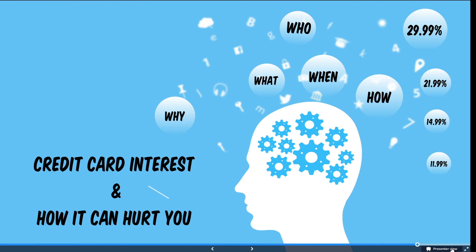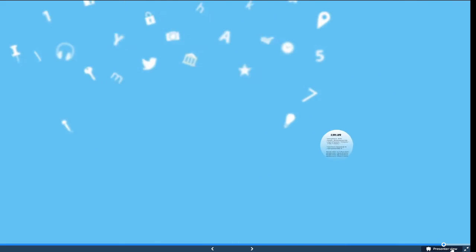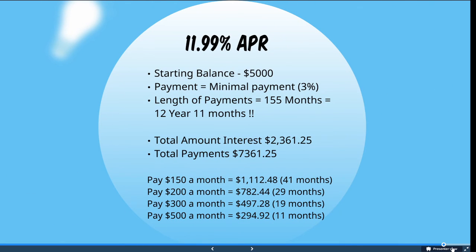Now let's look at 11.99%, which is 12%. This is one of the best rates that you would find out there, other than promotional balances, which may start at 0%. So with the same $5,000 starting balance and making minimal payments each month, it would take 12 years and 11 months to pay off this balance.